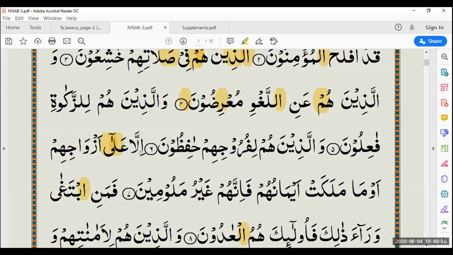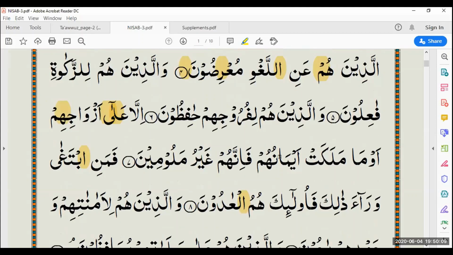Okay. إلا على أزواجهم. Good. No, don't pronounce this ha from the middle throat. It's just simple ha. أزواجهم. Good, well done. Otherwise, that was fine.